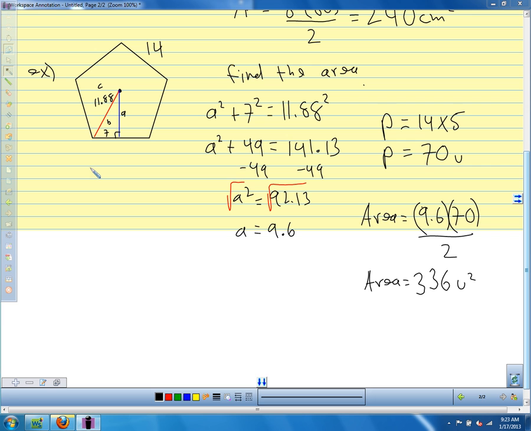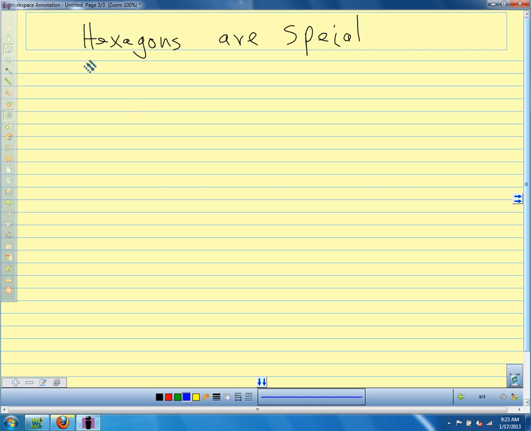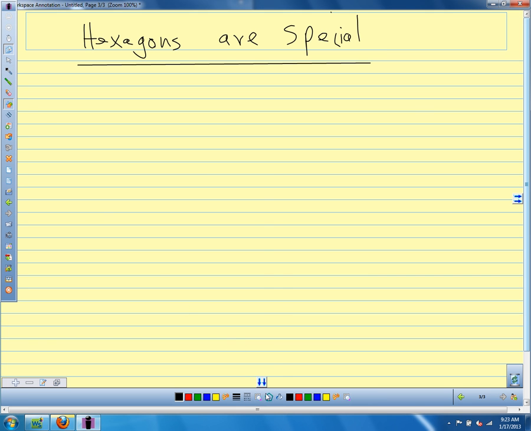All right, one last thing we need to talk about, and that is hexagons. Because hexagons are special. Hexagons, I put my C and my I together, S-T-E-C. I tried to get one letter to equal 2. Hexagons are special. So let's draw a hexagon, and we'll think about a hexagon for a second. And we'll figure out why they're special.